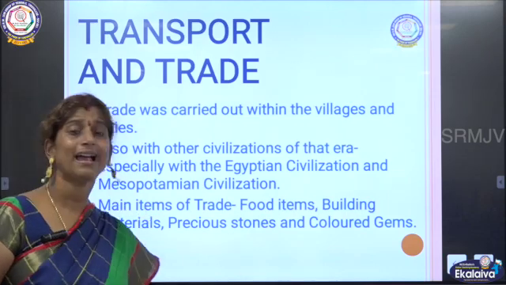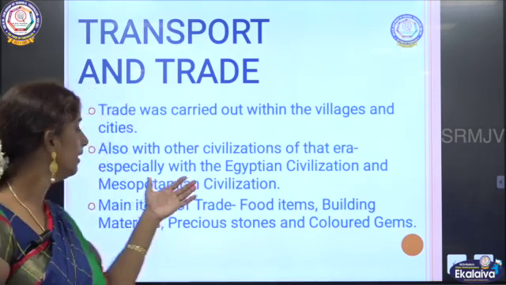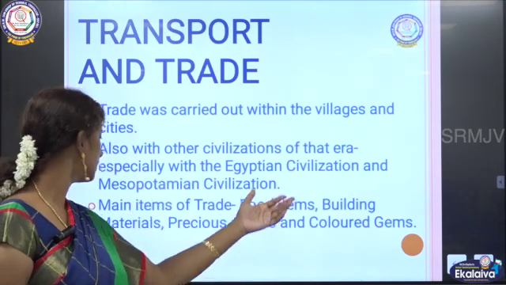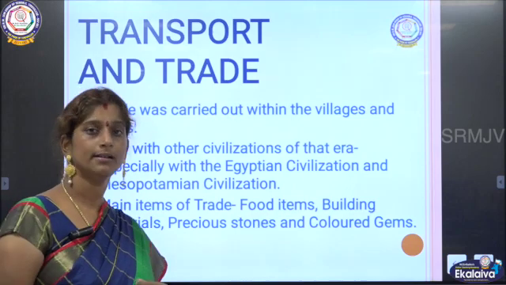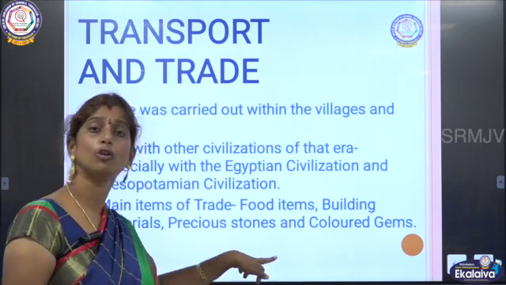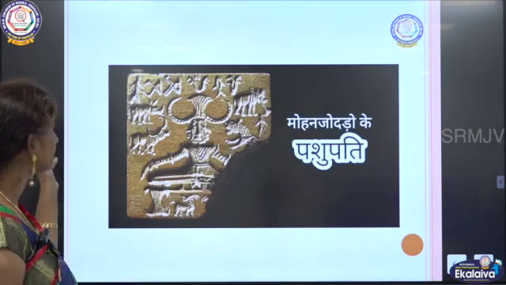Then the main items of trade. What are all the items they used to trade? They were trading food items, building materials, precious stones and colored gems. So precious stones were also becoming a part of business, right?